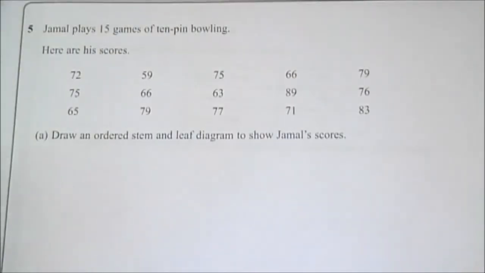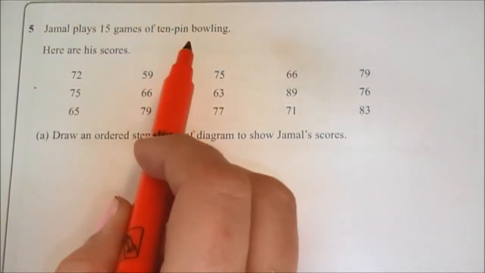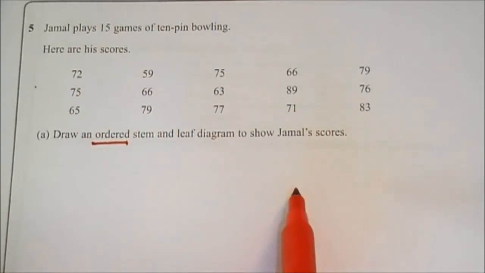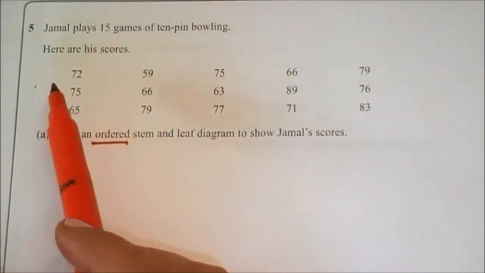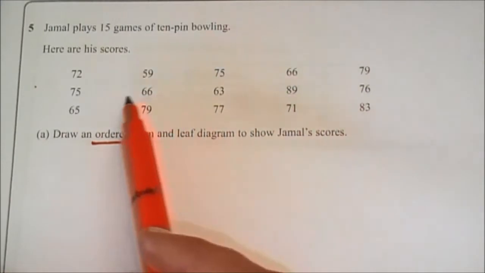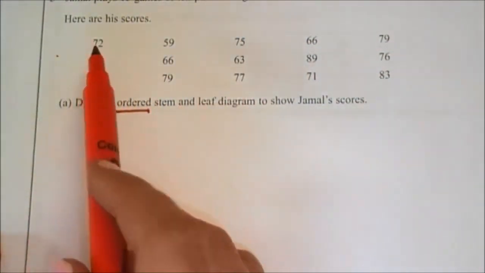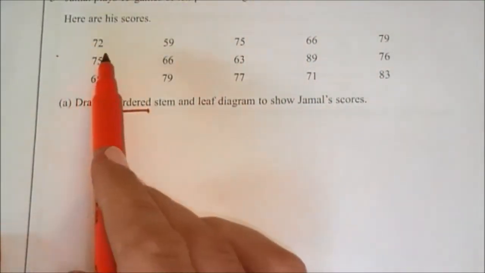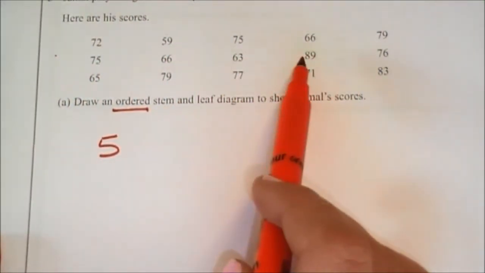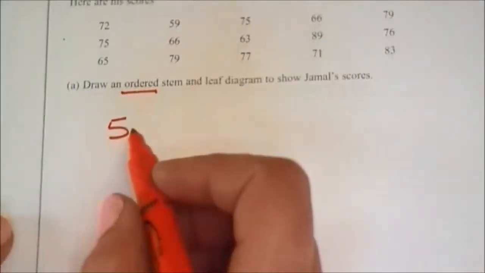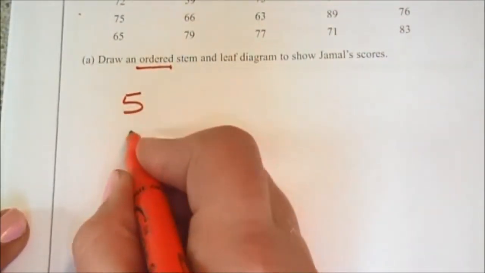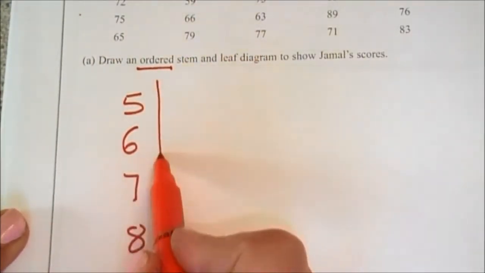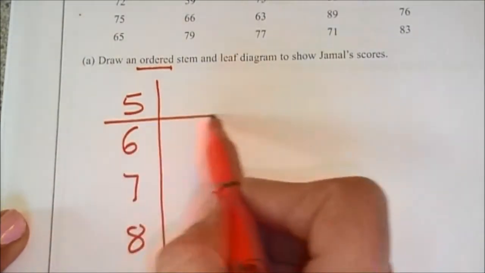Number 5 is a stem and leaf diagram question. Jamal plays 15 games of 10-pin bowling. Here are his scores. Draw an ordered stem and leaf diagram to show Jamal's scores. Well, first thing I need to do is look what's the highest and what's the lowest so I can have my stems. So the lowest numbers are in the 50s and my highest numbers are in the 80s, so I need 50s, 60s, 70s and 80s. So there are my stems.